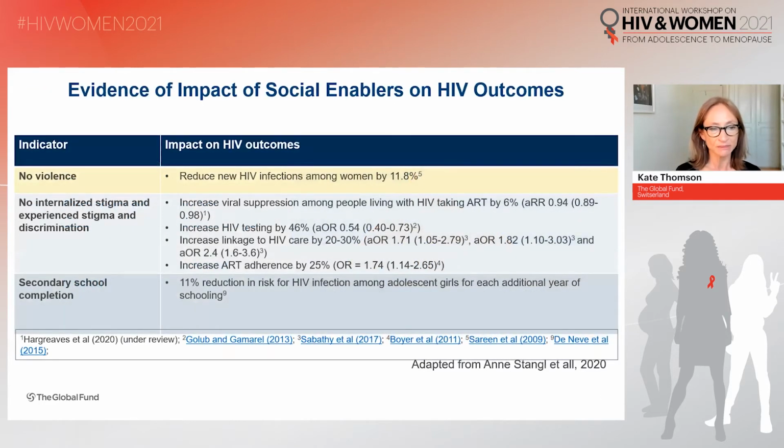On this slide, you'll see some work that was commissioned by UNAIDS. It shows that violence is associated with higher rates of HIV infection amongst women. And it also shows that stigma and discrimination impact negatively on HIV testing, on linkage to care, on ART adherence, and on viral suppression. It also highlights the importance of addressing structural barriers, such as access to education. And you'll see here that there is a reduced risk of HIV infection for each additional year in schooling.